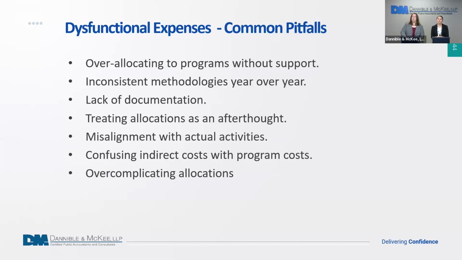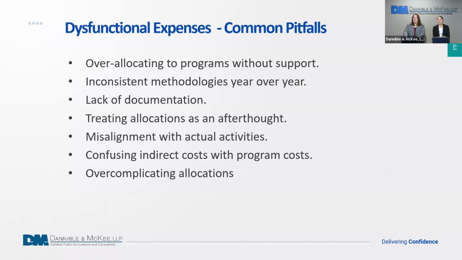Okay, so the common pitfalls, as we wrap this up. So we over allocating to programs without support. So obviously, when you're doing grant vouchering or looking at your functional statement, a lot of people want to do as much to program, but just keep in mind, you've got to do what is right and what the data is showing you.